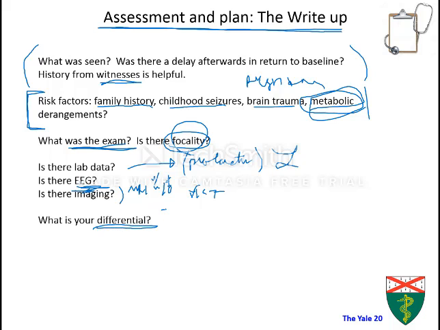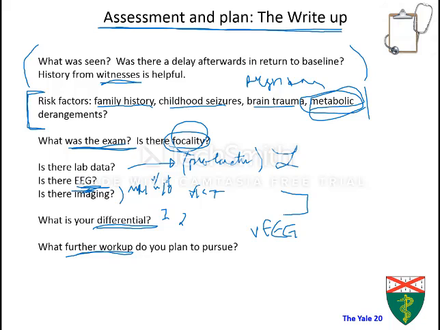And then what your differential is. One, is this even a seizure in the first place? And two, if it is, what do you think the cause could be? And then what further workup would you do? You can always do video EEG monitoring, which is going to be really helpful. Basically, you have a camera on the patient, and you are also recording the EEG as well. This helps you get a sense of what's going on in their brain and what they're doing at the same time.